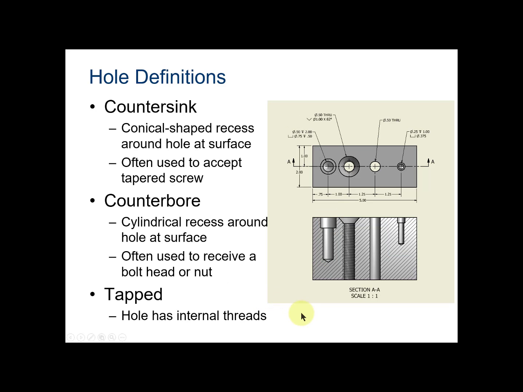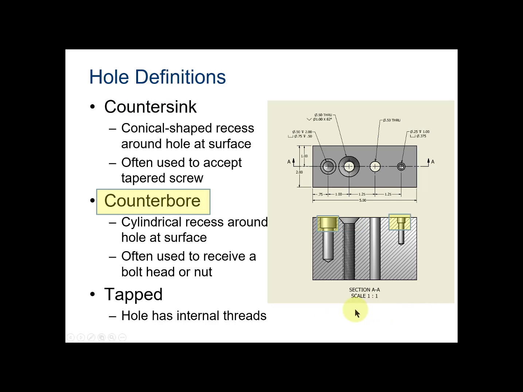Here are some other ones. We have a countersink hole. That is where you have a conical shape recess around the hole at the surface, and it's often used to accept a tapered screw so that the screw head is recessed below the surface of the material.